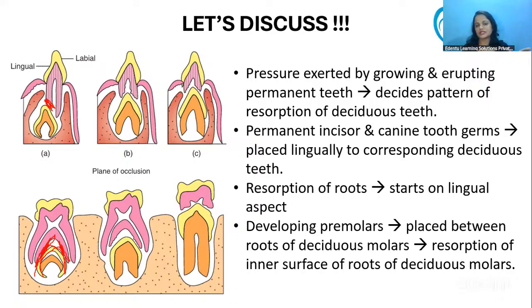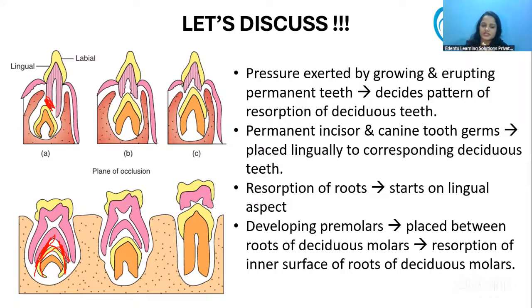That's why the question specifically mentions the incisor tooth bud. In the incisor tooth bud, the resorption usually happens at the lingual surface, whereas for the posterior teeth, the bud will be seen at the interradicular region. So the resorption usually starts at the inner surface of the roots of the deciduous molars.